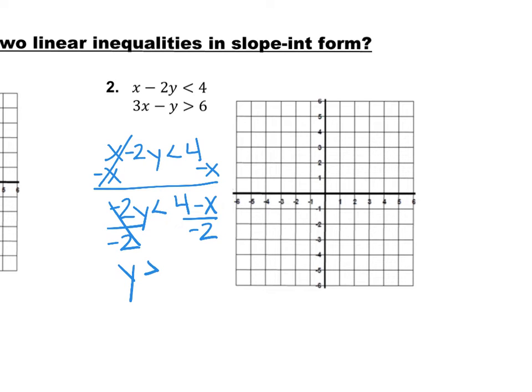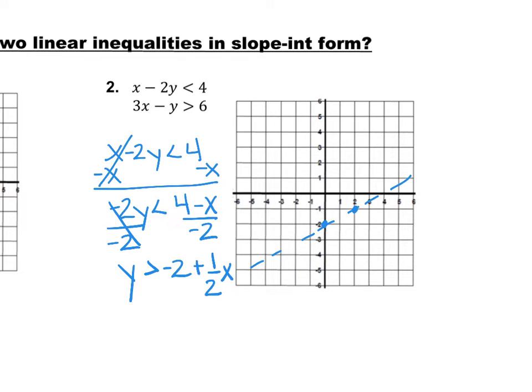I need to flip my sign. And then I have two negatives make a plus. So I have 1 over 2x. All right, so let's graph this part. So I'm going to start at my negative 2. And I'm going up 1 over 2. And I have a greater than, so I'm going to have that as dashed.